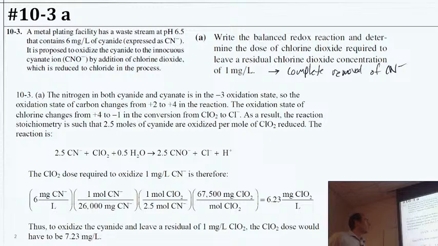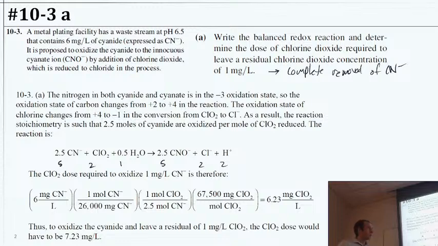We have the balanced equation. We can write it as 2.5, or we can just double everything to get rid of the half if you want. So it'd be 5, 2, 1, 5, 2, 2. So 2.5 cyanides plus chlorine dioxide plus half water goes to 2.5 of the cyanate ion plus chloride plus H+. So that's our stoichiometric reaction.